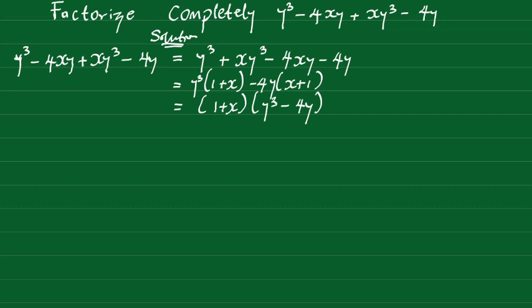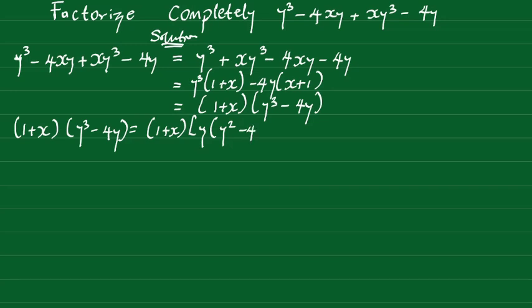Therefore, we copy our expression again. Bracket open, 1 plus x, bracket close, bracket open, y raised to power 3 minus 4y, bracket close. This is equal to bracket open 1 plus x bracket close, and from our second bracket we factor out y, then we open a bracket and we're left with y raised to power 2 minus 4, bracket close, bracket close.